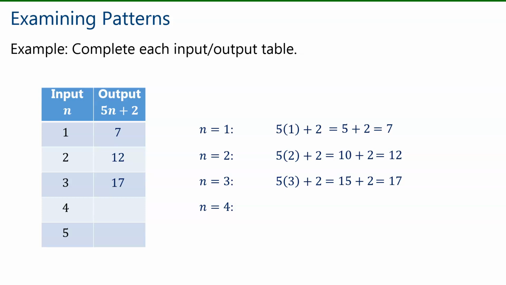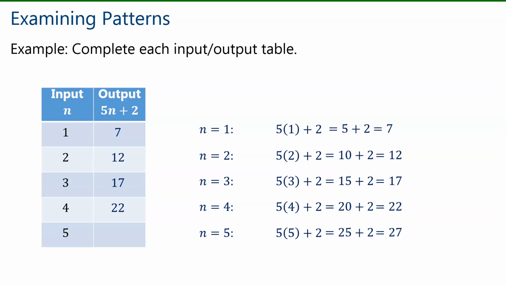Now what if n was 4? What's the output value then? Well, 5 times 4 is 20. Adding 2 to that gives us 22. And lastly, when n equals 5, we have 5 times 5 being 25, giving us an answer of 27.